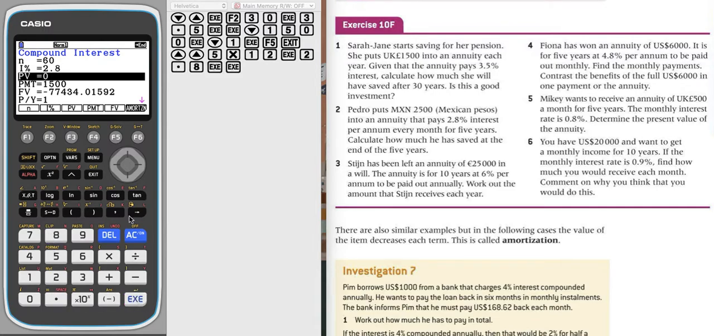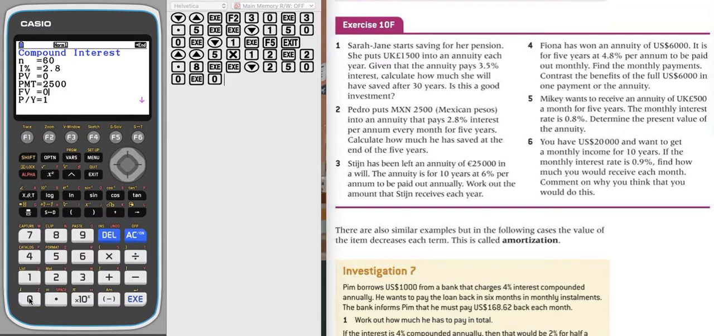Present value of 0. Your payment is what you'll be putting in, so that's 2,500 Mexican pesos. Your future value is what you're looking for. You can leave it alone, but I'll just put in 0. And payments per year, you're making monthly payments. And the compounding, it doesn't really say, but we're going to assume the compounding matches. It's rare that they don't match.